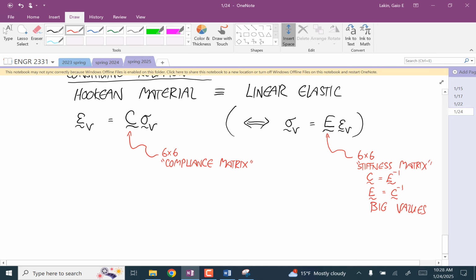And so the stiffness matrix has big values, and the compliance matrix has tiny values. Like someone chucks this thing at your head and says, was that pretty compliant? And you'd say, no, not at all, a very small amount compliant. And so that's what those tiny values represent. So these are going to be like 10 to the minus 11 and stuff like that. Really, really tiny values. And these will be 10 to the 10 and stuff like that.